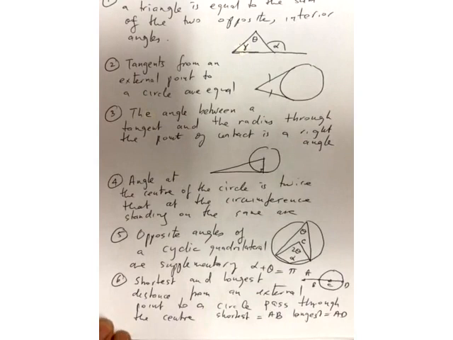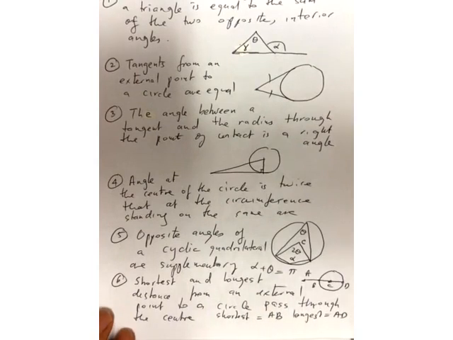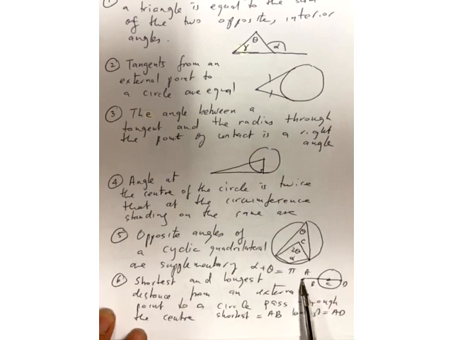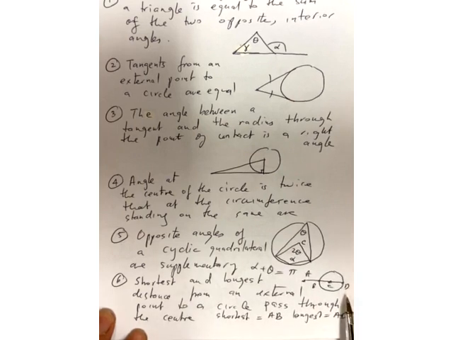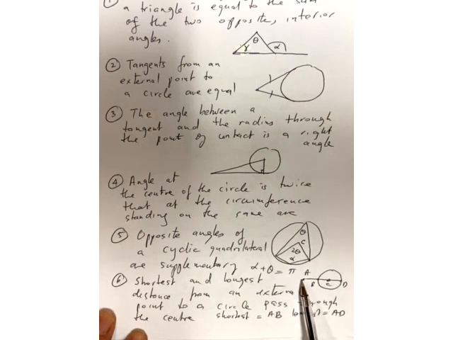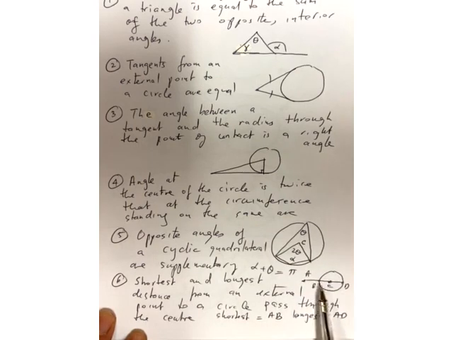you don't learn anywhere, but it's common sense, basically. But the problem with common sense is it's not that common. The shortest and the longest distance from an external point to a circle. The shortest distance is actually the one that goes through the center, on the line that goes through the center. And so is the longest one.